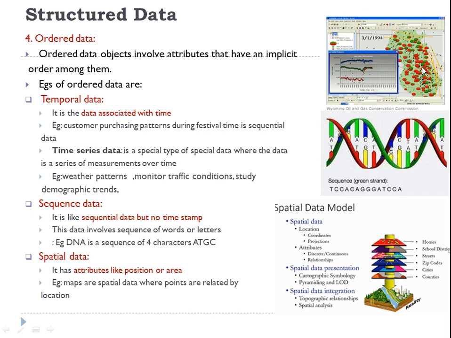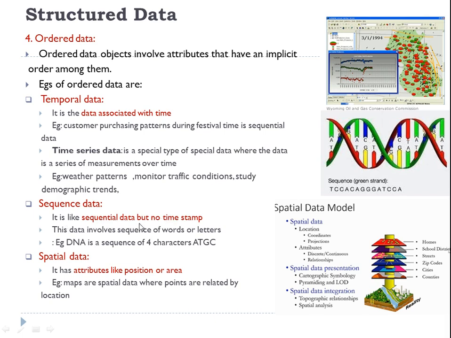Also, this is ordered information because you have some kind of implicit order in this kind of pattern. You will see some kind of pattern here in the data which will show some kind of ordered data. The second type of ordered data is sequence data.